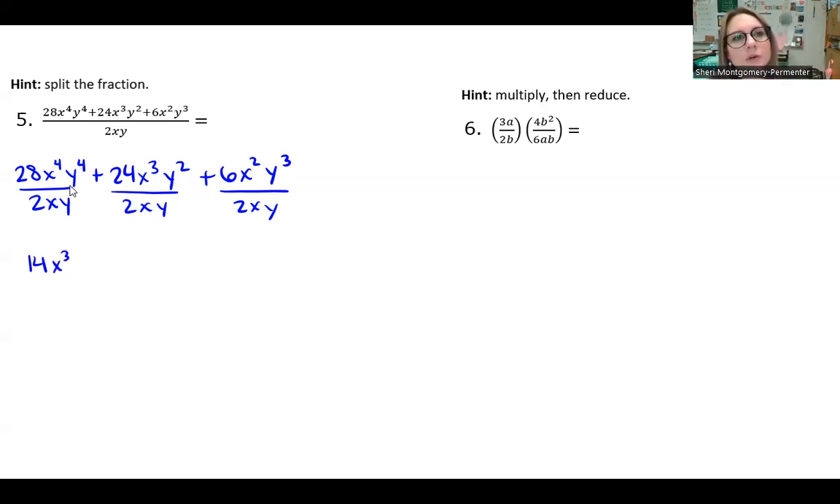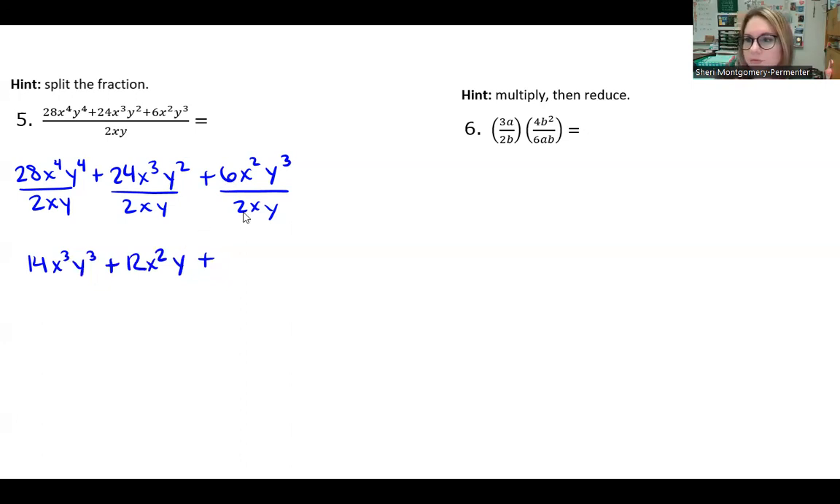For the y's, we have 4 and we're taking away 1. We also have y to the third. The sign stays the same, so it's adding, so it'll continue to add. 24 divided by 2, 12. So we have 3 x's and we're taking 1 away. So we just have x squared. For the y's, we have 2 and we're taking 1 away. So we just have 1 left. The sign stays the same, it's adding, so we continue to add.